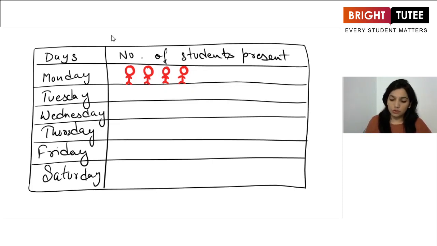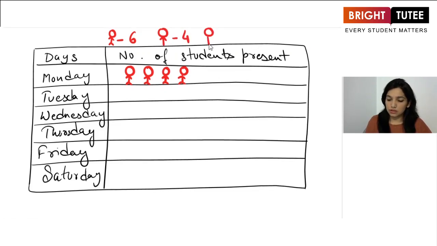So what we notice here is that every single symbol that we have drawn represents 6 students. We can write here that when we draw this complete symbol, it represents 6 students. When we draw it with just the hand part, it represents 4 students. If we draw just a single head and the stick part, it represents 2 students. And a single O represents 1 student. So we have used 4 complete symbols to represent the 24 students present on Monday.